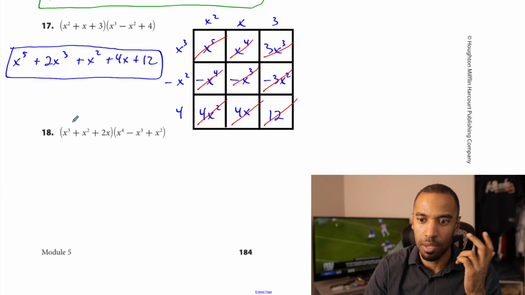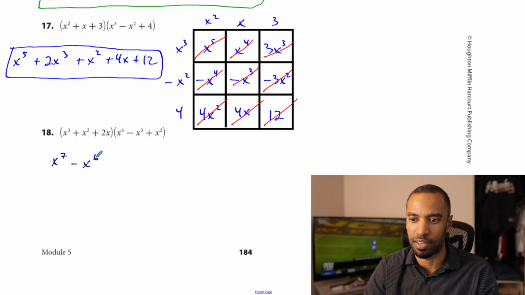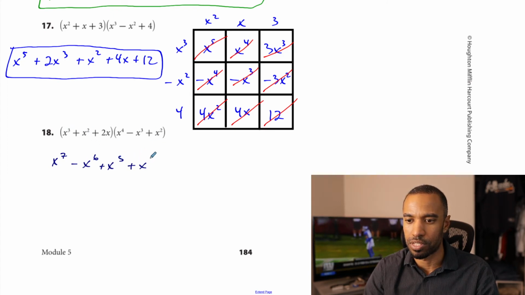Here's me going on this one. I'll say them out loud, but x cubed times x to the fourth is x to the seventh. X cubed times negative x cubed is negative x to the sixth. X cubed times x squared is x to the fifth. X squared times x to the fourth is x to the sixth.